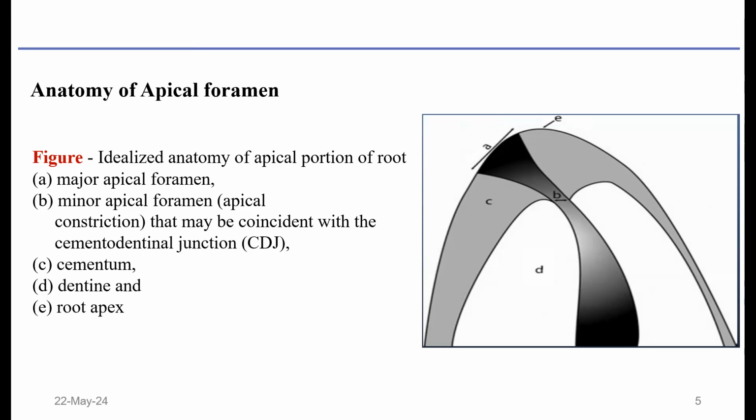So how are we able to localize, specifically find out where this apical constriction is? There are traditional methods where we use radiographs to find out. But the problem with the radiograph is we will only be able to find the radiographic apex, not the anatomic apex, which is also known as the minor apical foramen. So how do we find it? It is much easier to find the minor apical foramen using an electronic apex locator. There are some pros and cons of it that we'll be discussing in later slides.